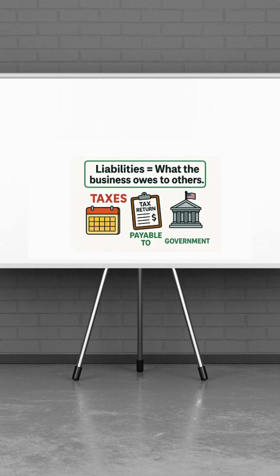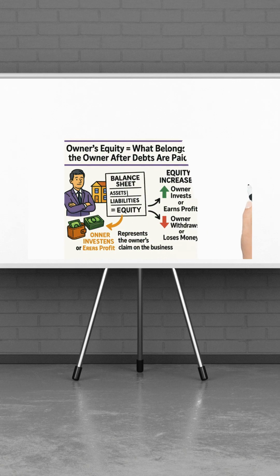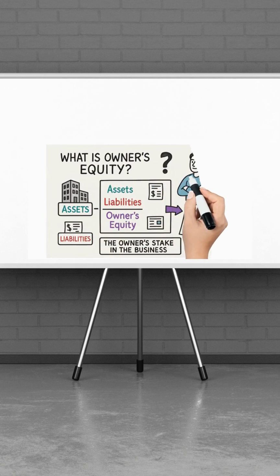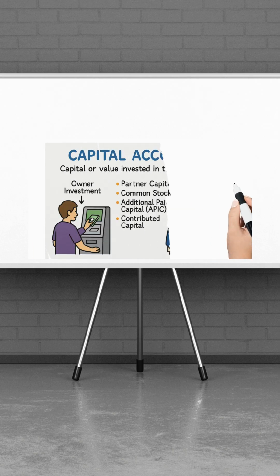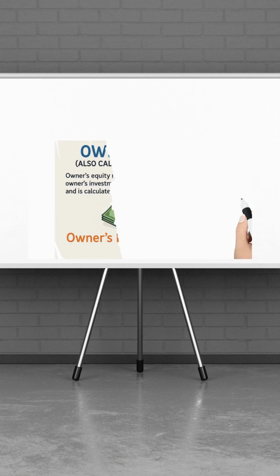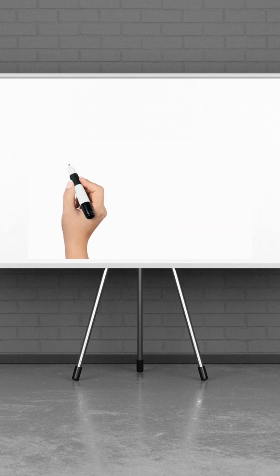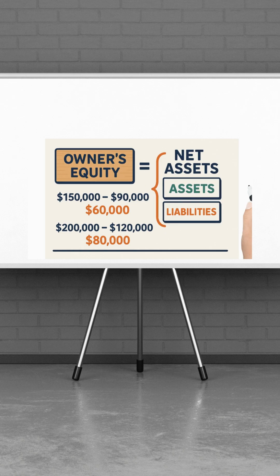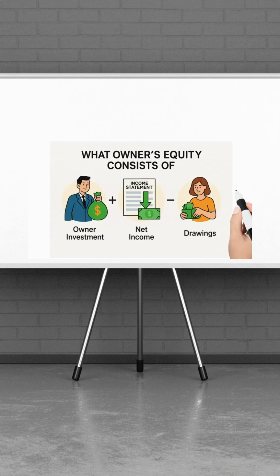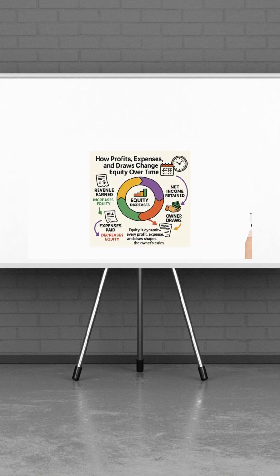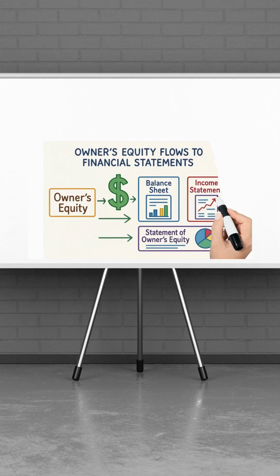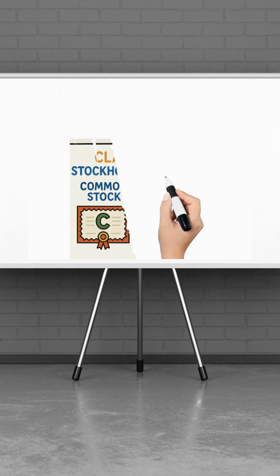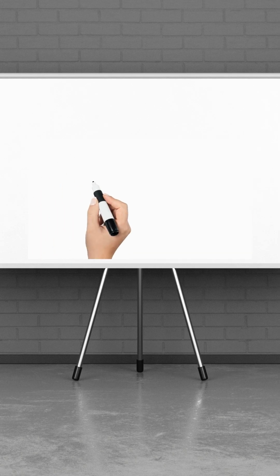Finally, there's owner's equity. This is what truly belongs to the owner. It represents the owner's claim on the business assets after all the liabilities have been paid off. You can think of it as the net worth of the business. It's calculated as assets minus liabilities. Owner's equity is made up of the initial money the owner invested, any profits the business has retained over time, and it's reduced by any money the owner takes out for personal use, which are called withdrawals or draws.